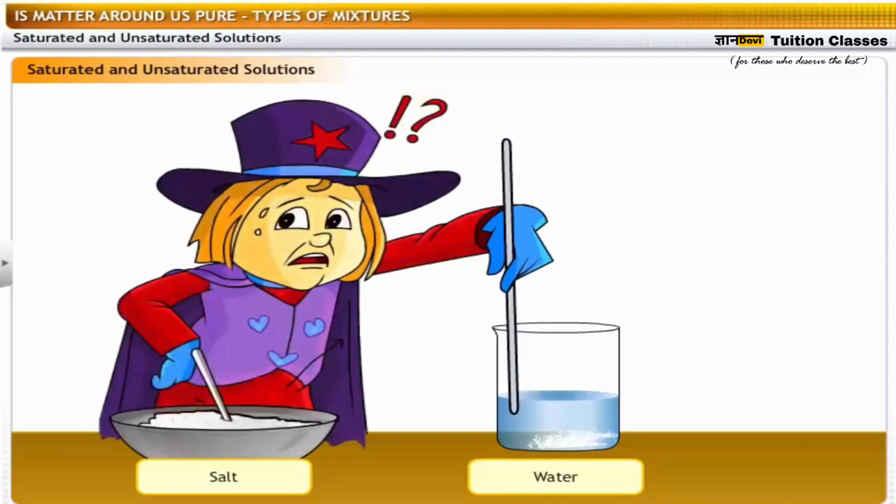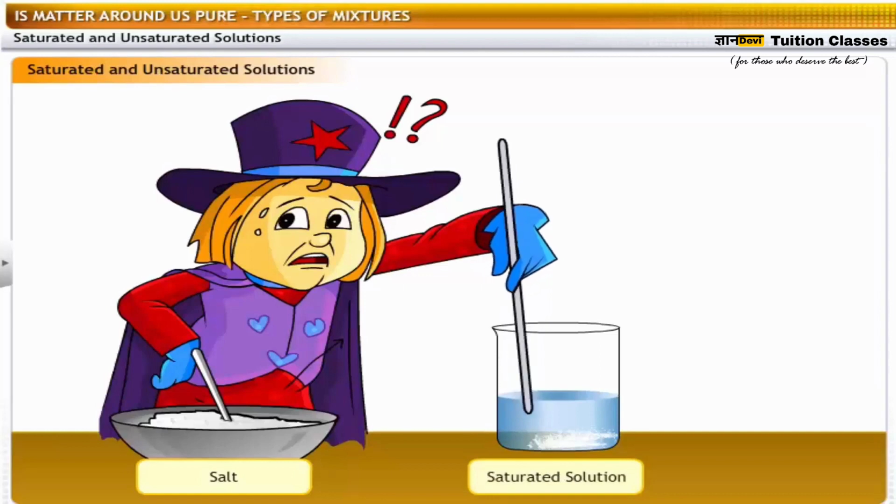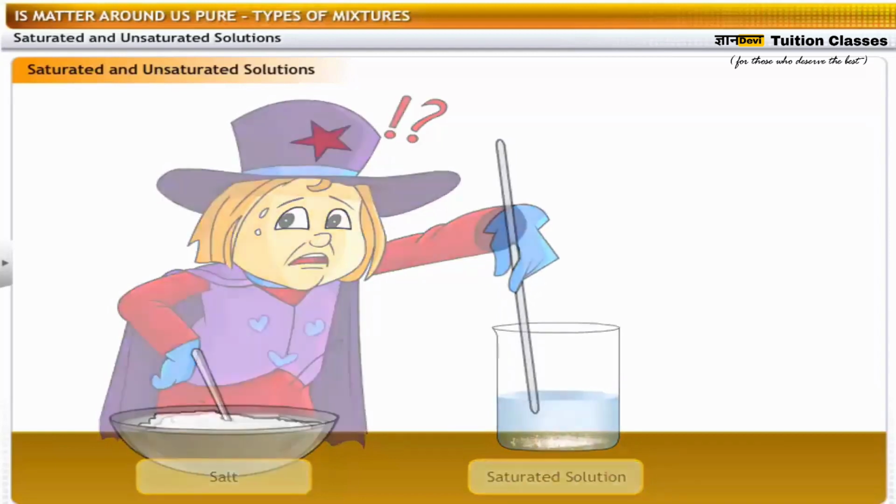Even if you stir the solution vigorously or wait for a long time, the solute will remain undissolved. You have obtained a saturated solution in which no more solute will dissolve. The solution that we had obtained initially was an unsaturated solution.